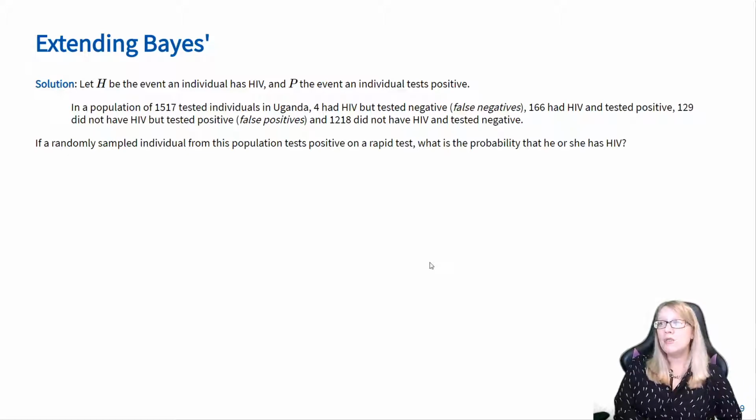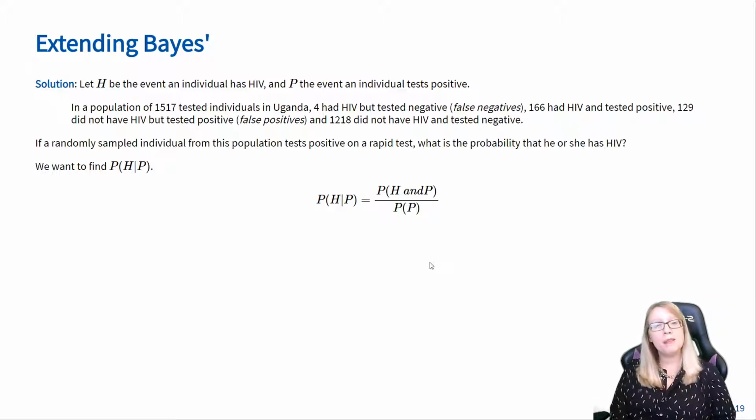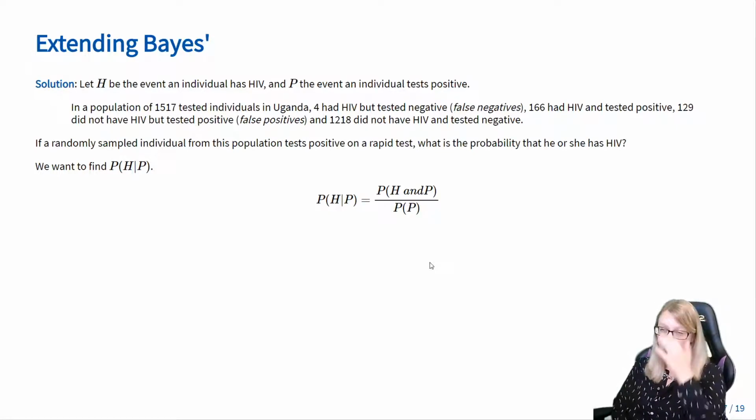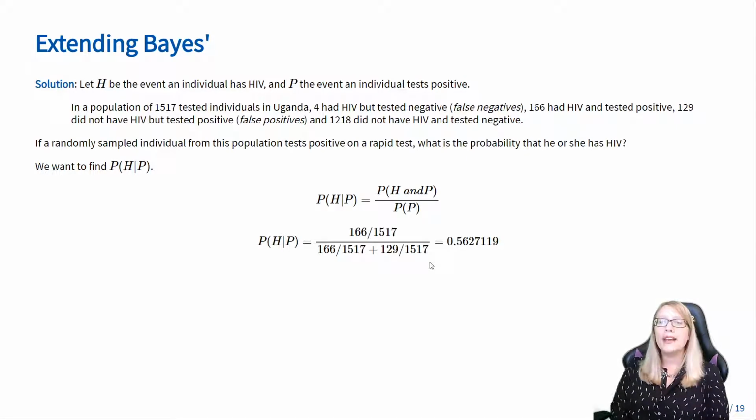So let's say that we have a randomly selected individual who tests positive on a rapid test. What's the probability that he or she actually has HIV? That's likely the probability that you want to know if you're being tested. So we want to find the probability of H given P, a positive test. We'll start with the Bayes rule definition. So that is the probability of H and P divided by the probability of P. We can get those just by using the numbers in the table.